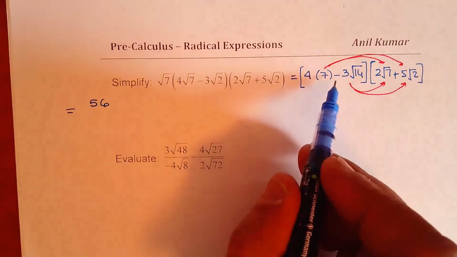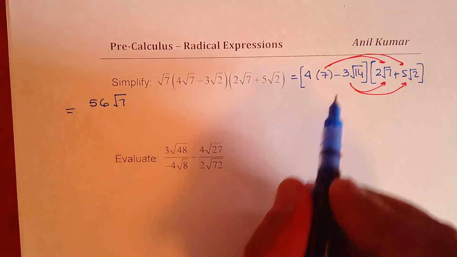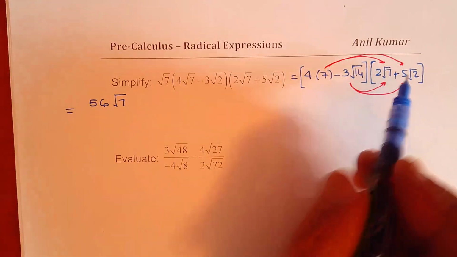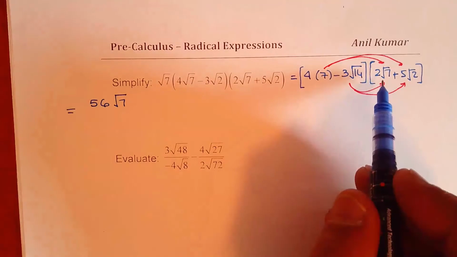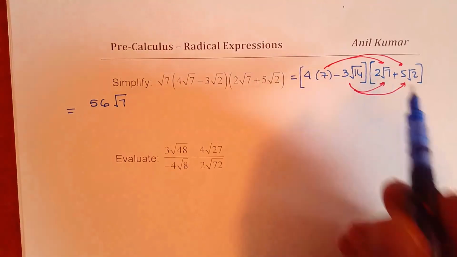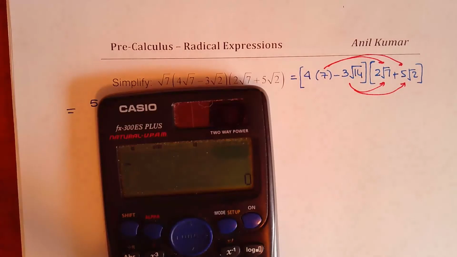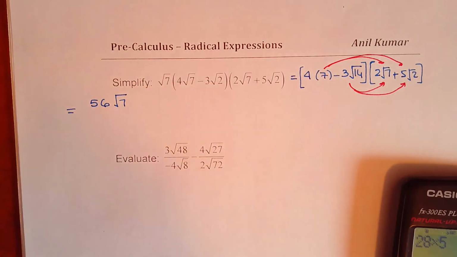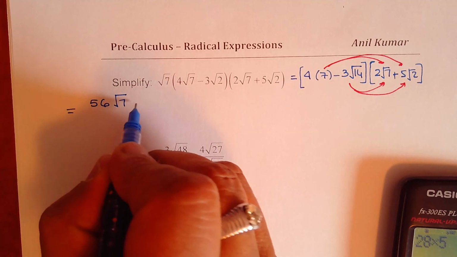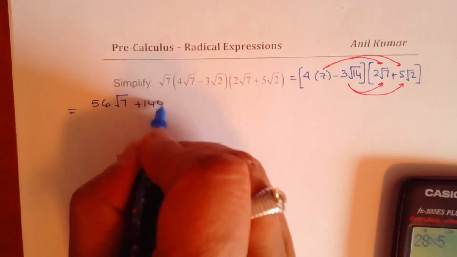Square root 7. 28 times 5. So 30 times 5 is 150, so we'll take away 10. Let's use calculator. So we have 28 times 5 equals 140. So plus 140, within square root we have square root 2.